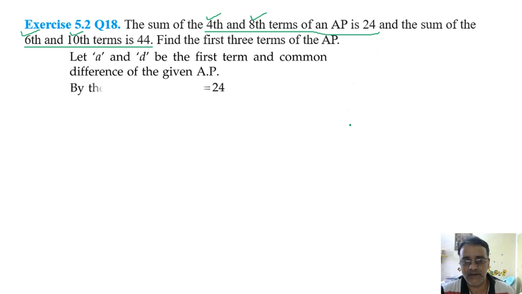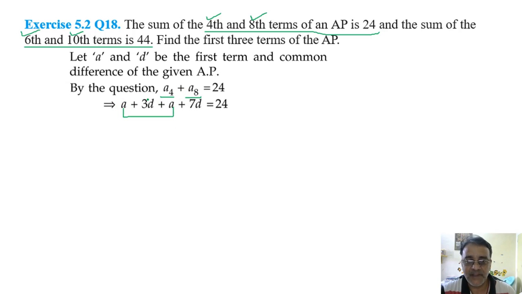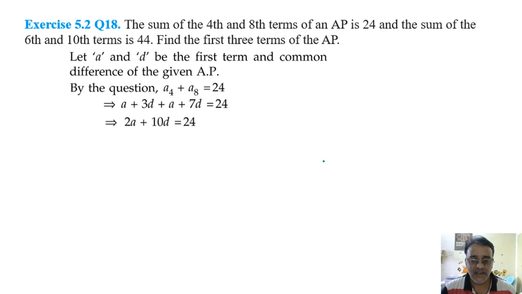We'll start with the first one. By the question, A4 plus A8 is equal to 24. So this is A plus 3D and this is A plus 7D. So A plus A will become 2A and 3D plus 7D will become 10D. So we can further reduce it. Divide all by 2. What you will get? A plus 5D is equal to 12. Let it be question number 1.